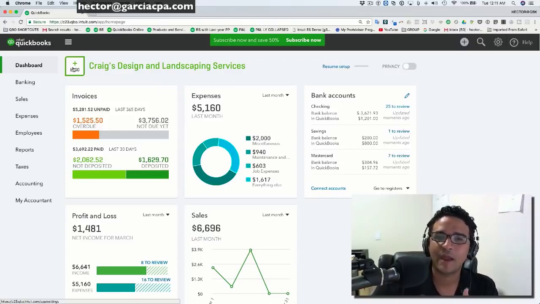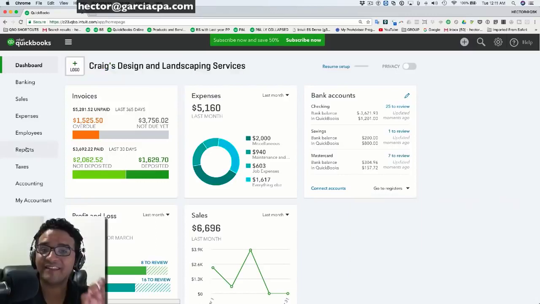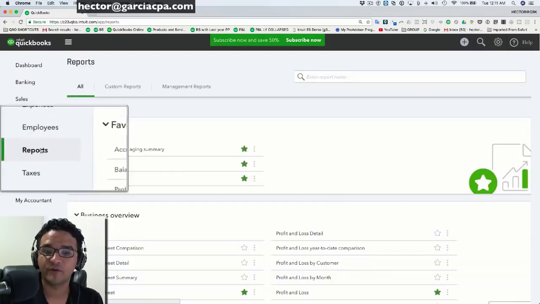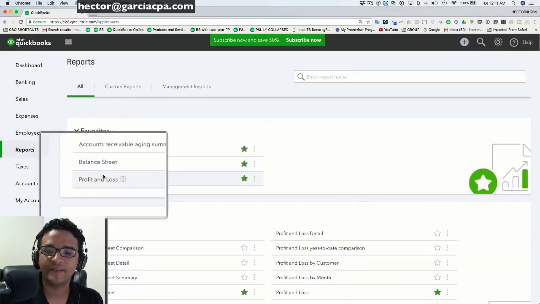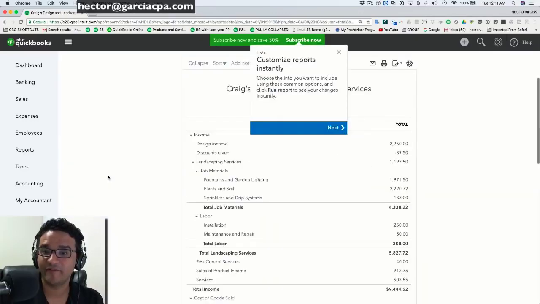The best way to describe the chart of accounts is a list of financial categories into which all your transactions will be categorized in order to eventually produce a financial report. There are two basic financial reports that are affected by your chart of accounts. One of them is your profit and loss report. So if you click on reports and then click on profit and loss, that would be the first one.